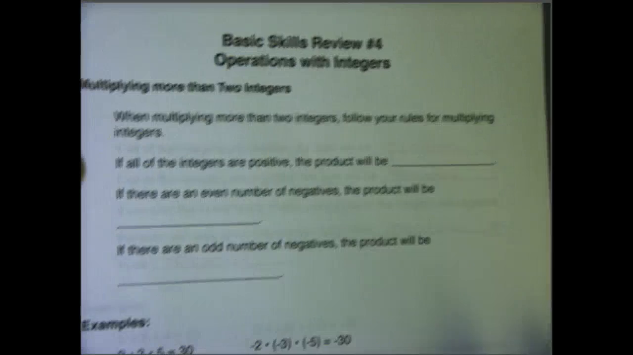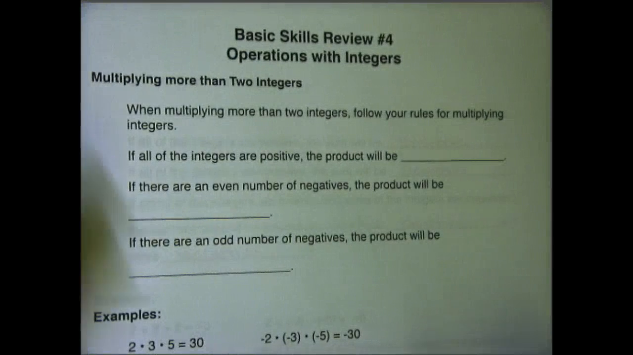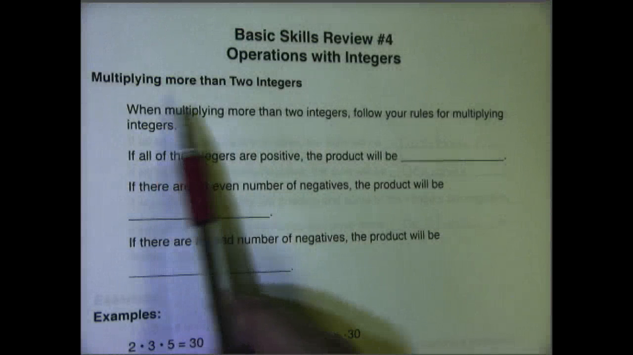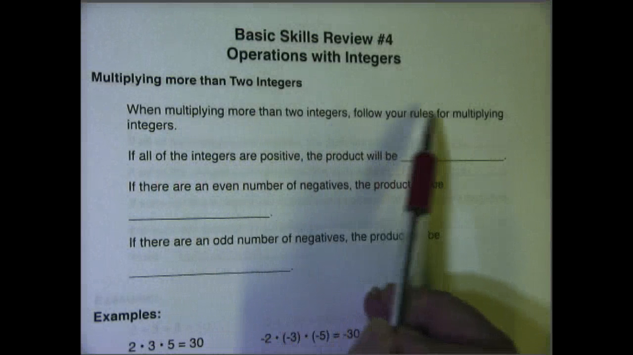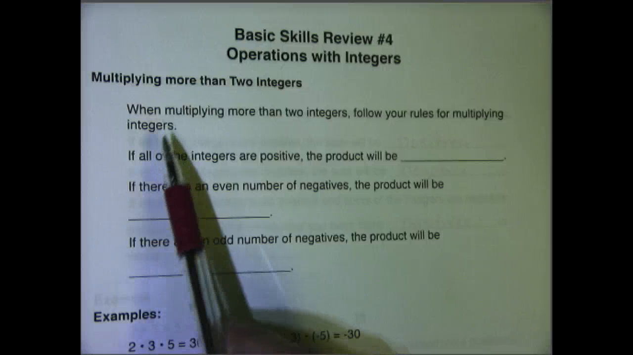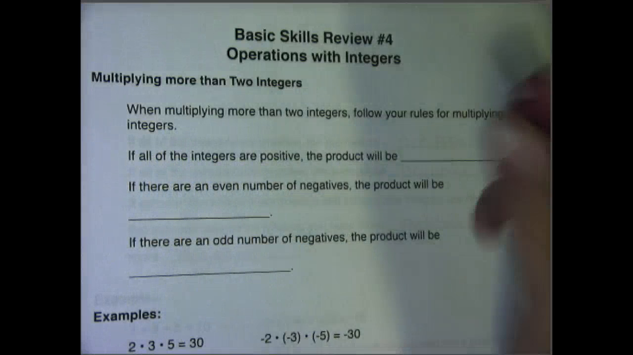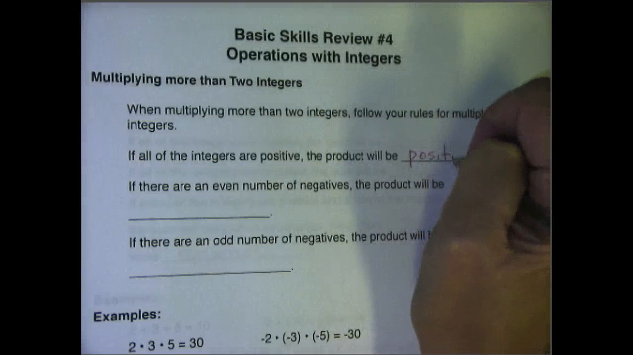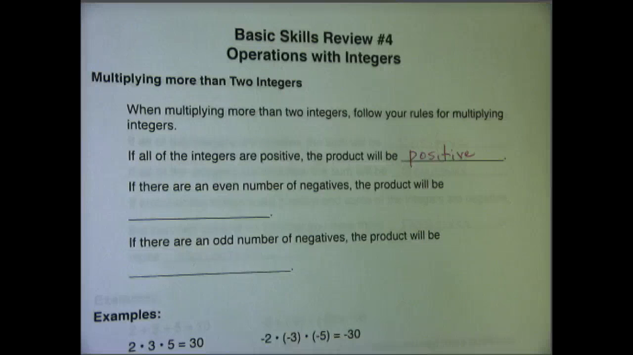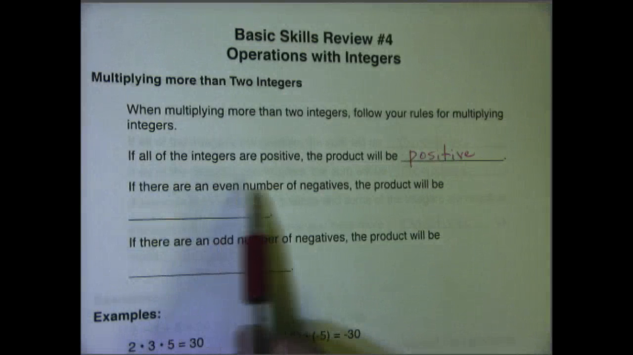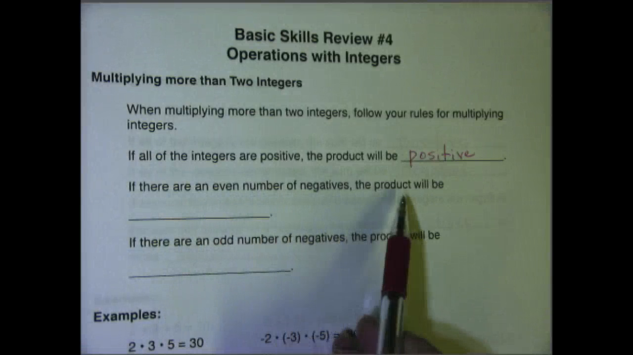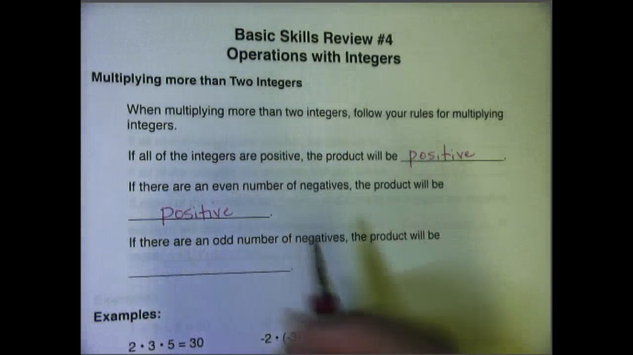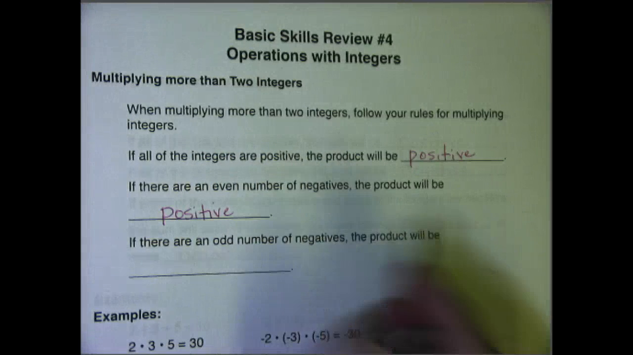Okay, now that you've had some time to review adding more than 2 integers, let's multiply more than 2 integers. When multiplying more than 2 integers, follow your rules for multiplying integers. If all of the integers are positive, the product will be positive. If there are an even number of negatives, the product will be positive. If there are an odd number of negatives, the product will be negative.